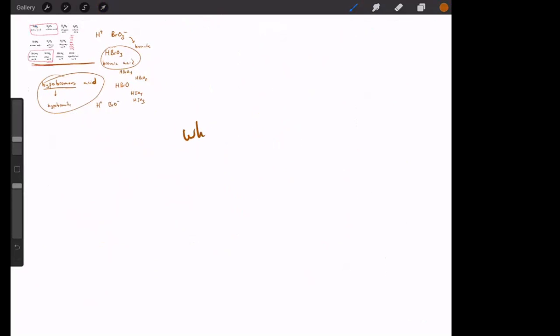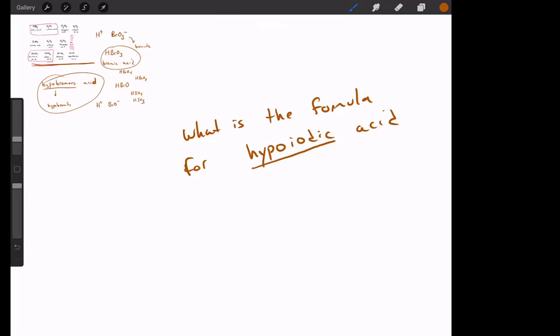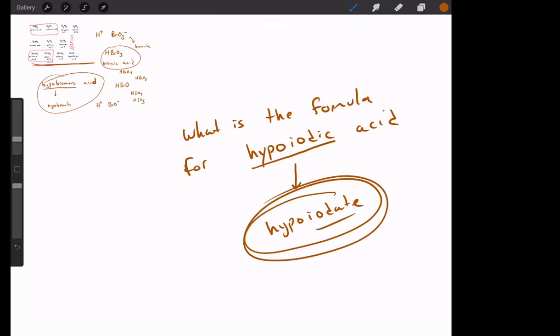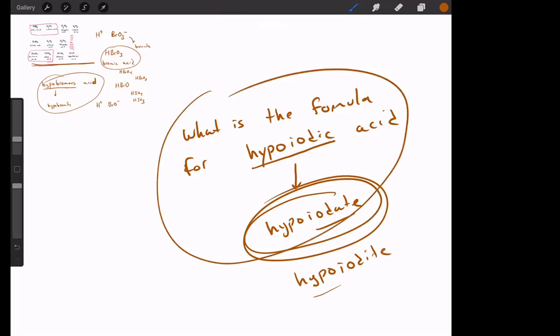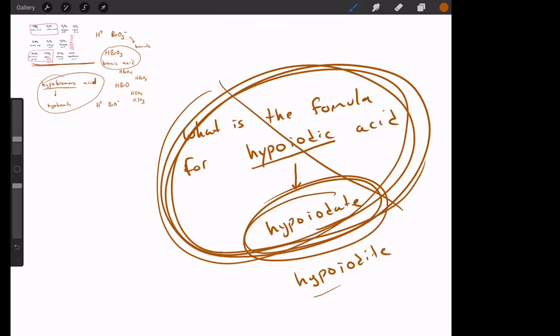And so I might ask you a trick question, and the trick question might be like this. What is the formula for hypoiodic acid? Well, if it's a hypoiodic acid, it must have come from hypoiodate, because ate ions become ic acids. Why is it a trick question? There is no hypoiodate. There's only a hypoiodite. So that's why I give you an example of, well, here's one thing that doesn't work. There's no hypoiodic acid because there is no hypoiodate.